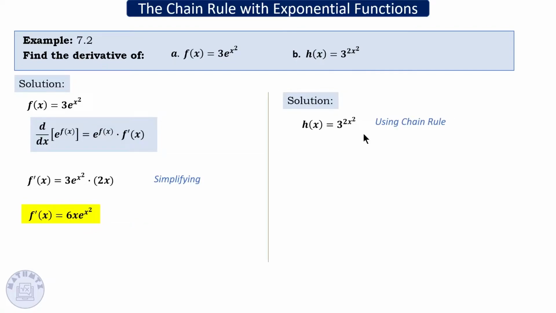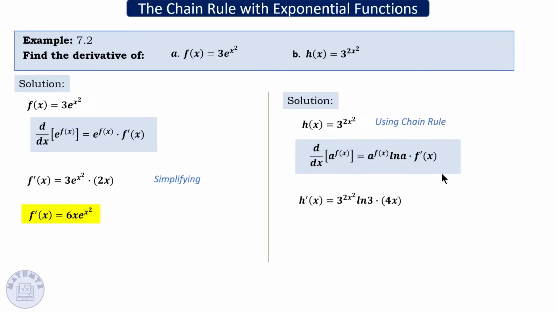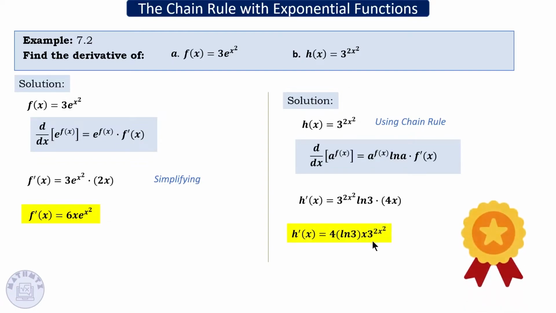So in this question, we will use the chain rule according to this formula, and this will be the same expression, a power f of x, times ln of a. In this case, it will be 3 times the derivative of the exponent. So 2 times 2 is 4x, and we can simplify it like so.